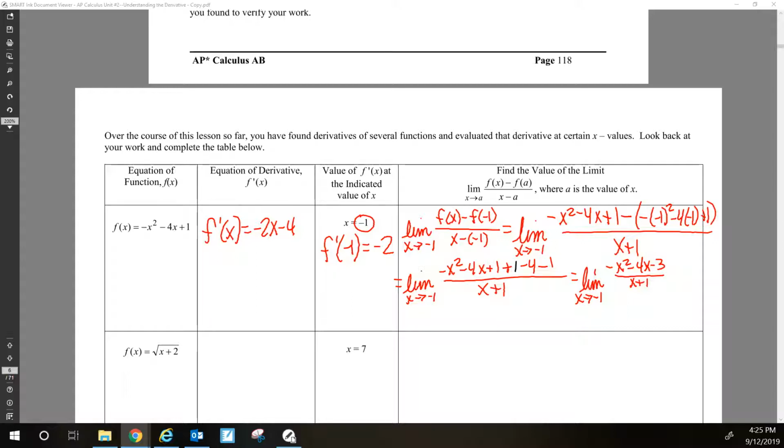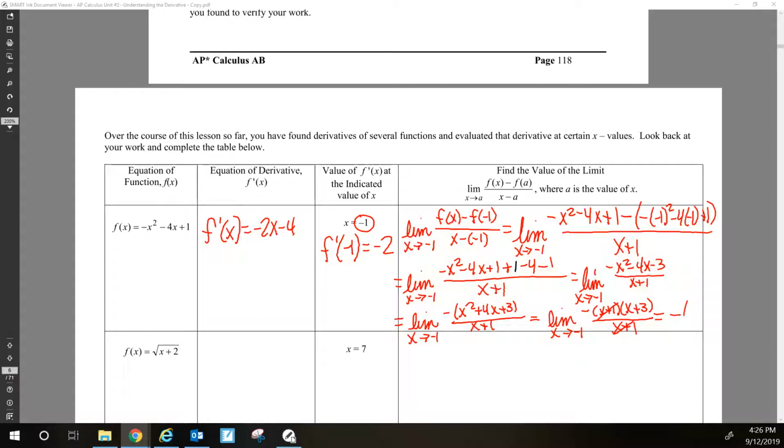Hopefully you're writing smaller, because I'm running out of room in this box, so I'm going to have to flip it over. So the limit as x goes to negative 1. I still can't plug in negative 1, because if I plug in negative 1 into the denominator, I get negative 1 plus 1, it's 0, that's not going to be good. So let me factor out the negative sign. That makes it x squared plus 4x plus 3. And then what can I do to it? Factor it, right? So this is going to be the limit as x goes to negative 1 of minus x plus 1, x plus 3. That's this guy factored, all over x plus 1. The x plus 1s will cancel, and now I can plug in that negative 1.